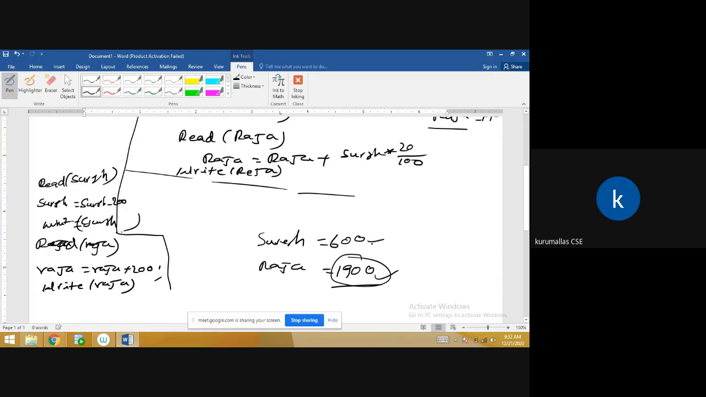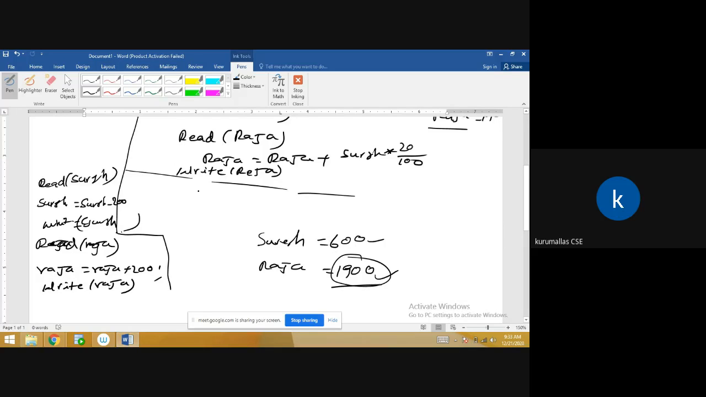So the same transactions, if you observe, when T1 starts first and T2 is next, you get the Suresh amount of 640 rupees and the Raja account of 1860. If you start the T2 transaction first and T1 next, this is also one of the serial fashion only. The Suresh account is 600, and the Raja account is 1900. This is about serial execution.